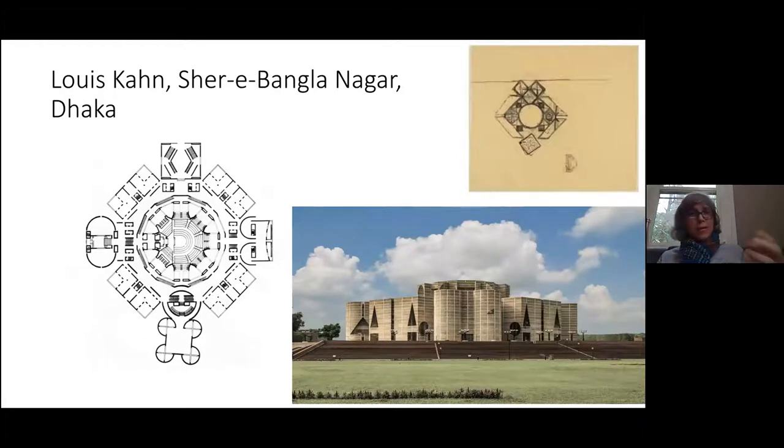And then I began to realize that the architect on whom I wrote my previous book, Lou Kahn, was doing something similar. This is Sher-e-Bangla Nagar, which is the parliament building in Dhaka in Bangladesh. I wrote my first book on this building. In any case, this is the parliament building here. This is the assembly hall right in the middle, with this ambulatory around. So Kahn started working on it. Let's go to the upper right image.